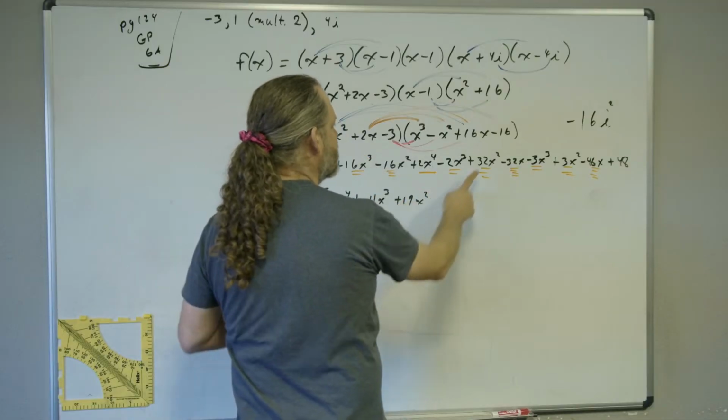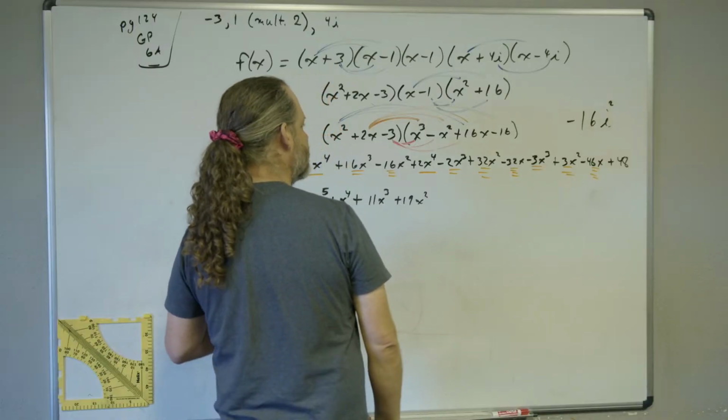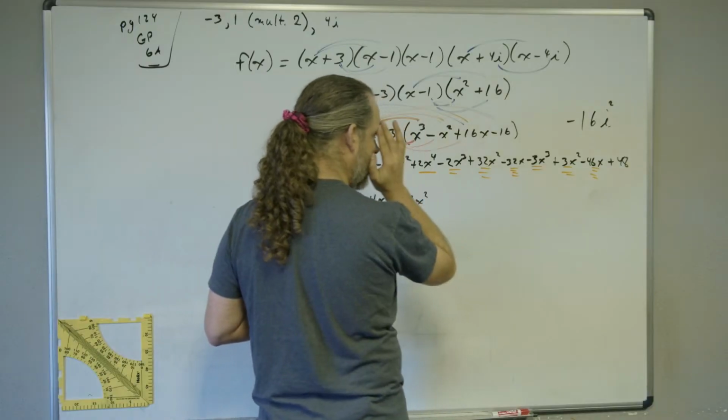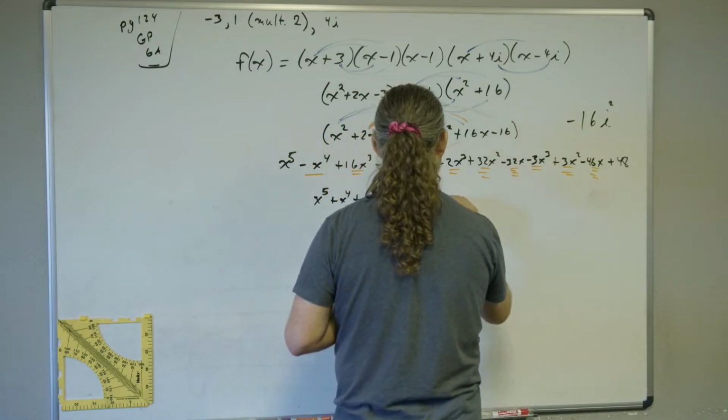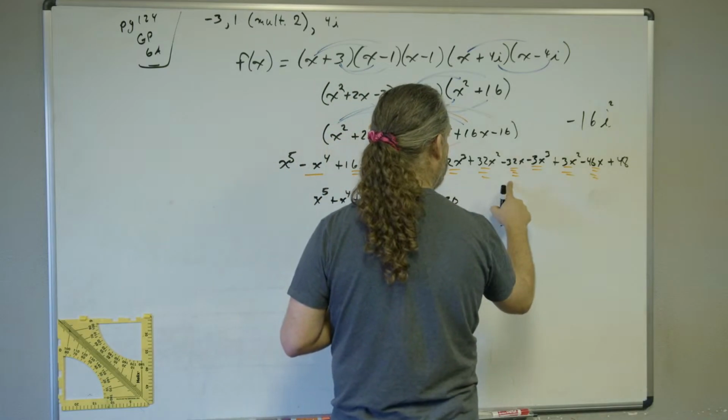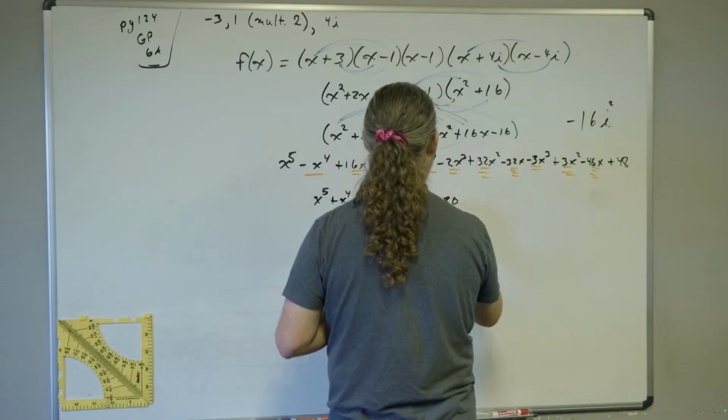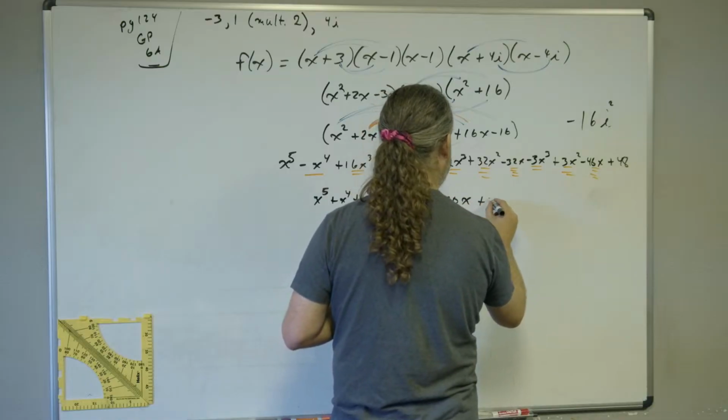I was looking at the positive 32. I was confused what you were saying, but yeah, that sounds right. Positive 80x. Isn't it negative 80? Yeah, negative 80x, you're right. Plus 48.